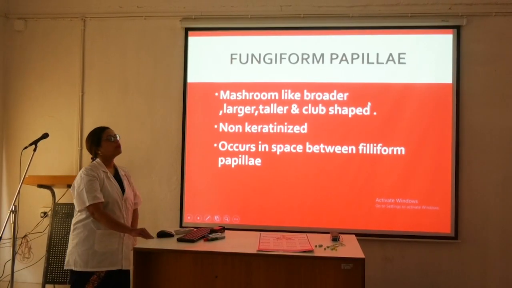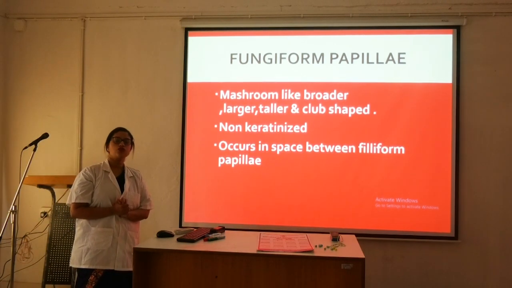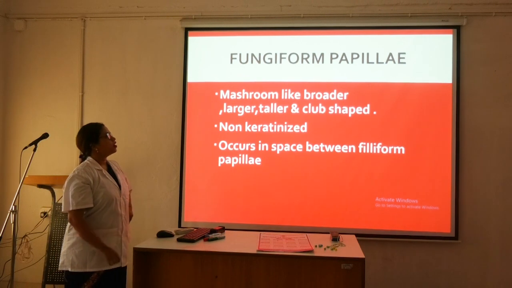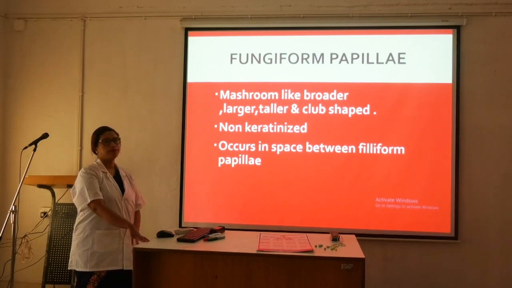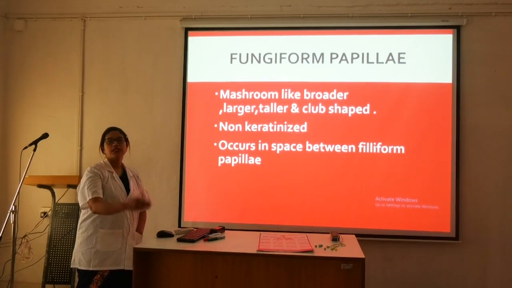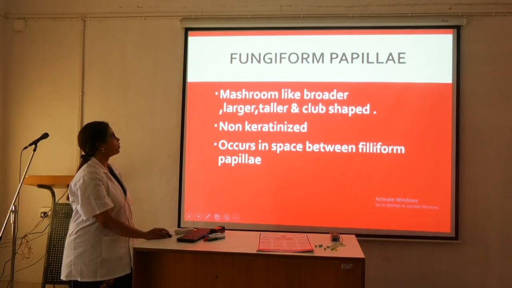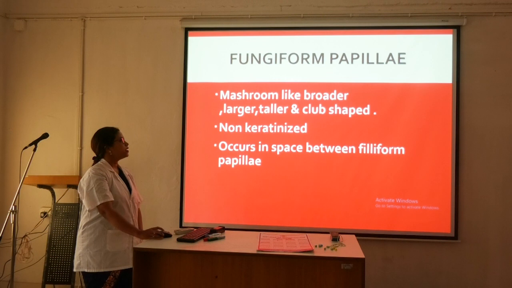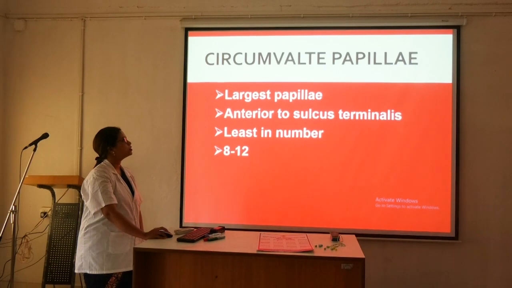Next one is fungiform. Why is it called fungiform? Because it is mushroom-like. The histological feature is that it looks like a mushroom, and it is broader, larger, taller, and club shaped. It is non-keratinized. And where is it present? In between the filiform papillae. So: mushroom-like, larger, taller, club shaped, non-keratinized, occurring in the spaces between filiform papillae. That is the fungiform papilla. We will see how it looks.